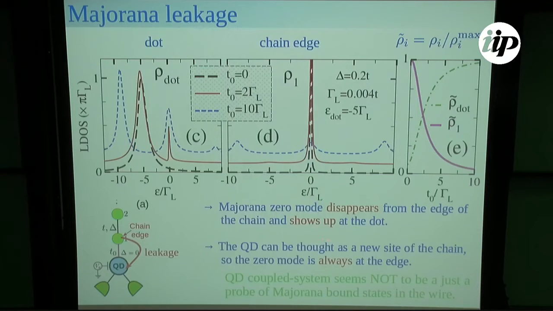So, okay, then you think a little bit and wait a minute. This is actually because the quantum dot represents, in a sense, an additional site of the chain, and then the Majorana has to appear at the end. So that's why it appears here. So in this sense, you can think that the quantum dot is not a weak perturbation of the system, because it essentially moves the Majorana from where it was without a dot.